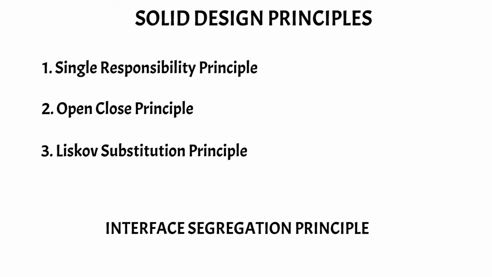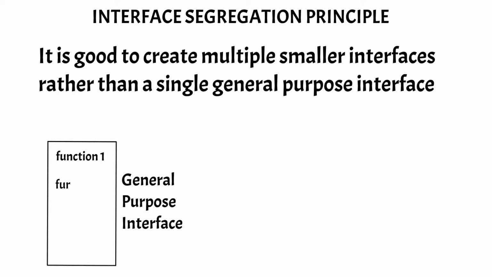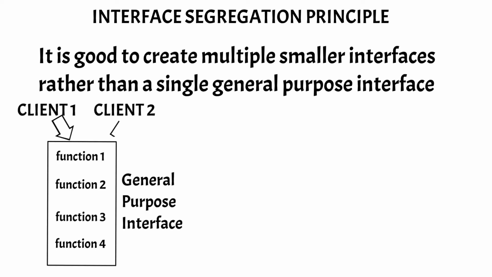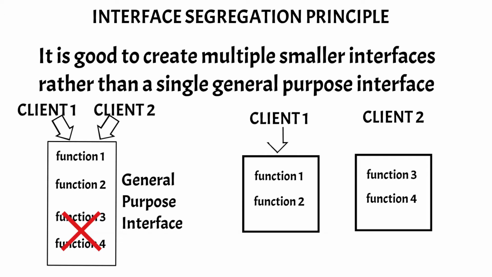So first of all, let us recall what the interface segregation principle is. A simple explanation of this principle is that it is always good to create multiple smaller interfaces rather than creating one giant, general purpose interface. And why is it so? Because whenever you provide a general purpose interface to a client, there is a high possibility that the client may not use many of the features available in that interface, because the client may want to use only a specific part of the interface and not the entire interface. So in such cases, it is always good to create multiple smaller interfaces so that you can provide only the requested interface to the client, or you can say only the usable interface to the client.